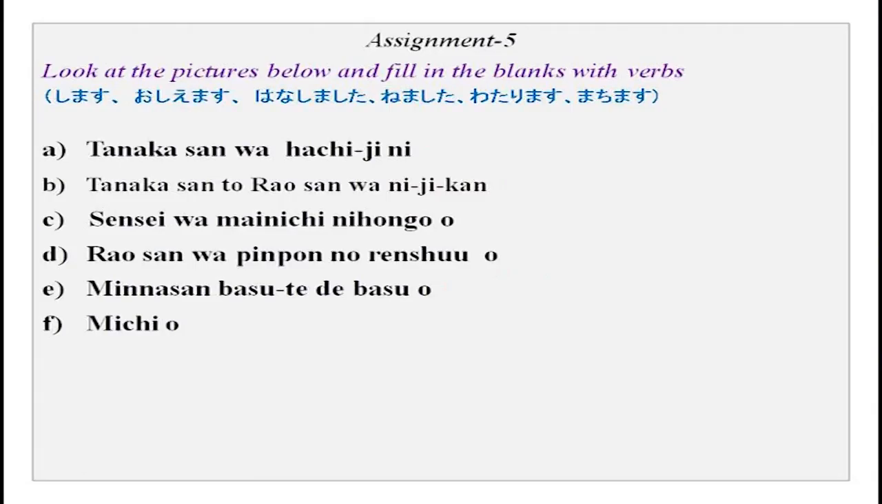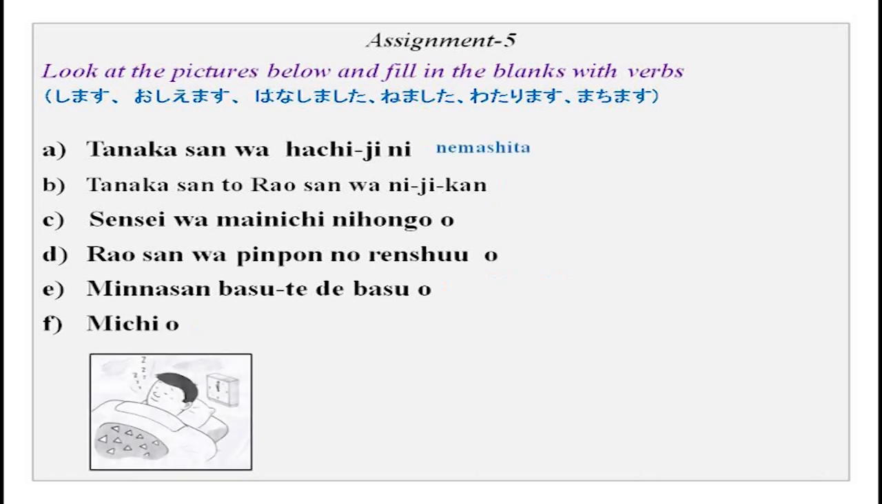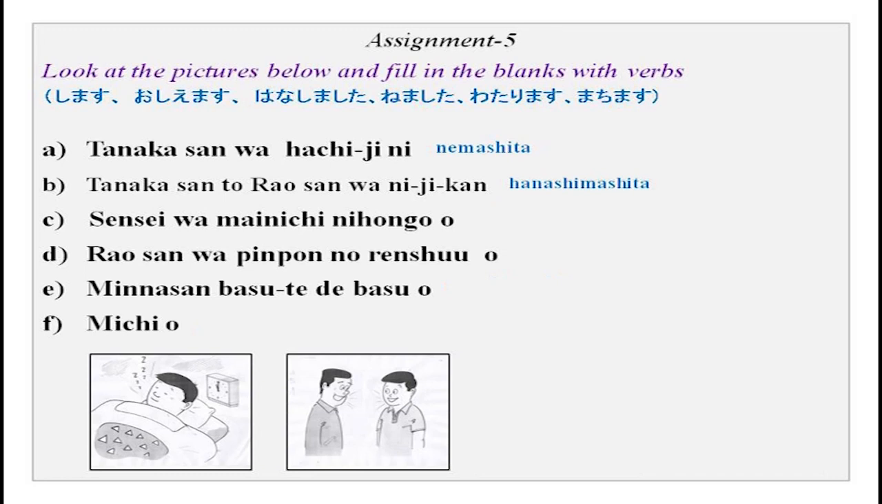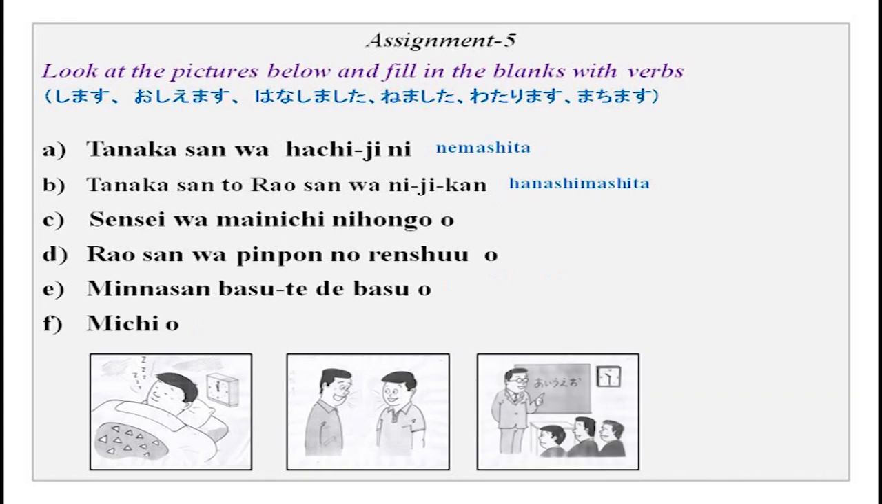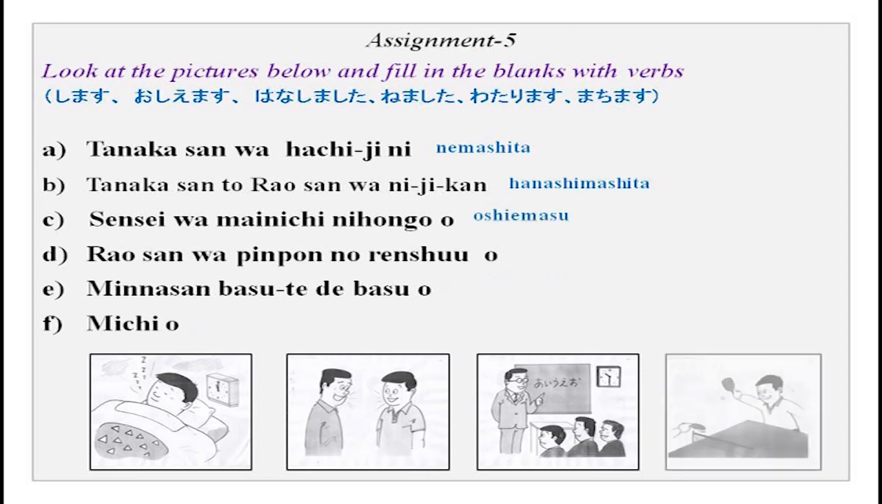Well, look at the pictures below and fill in the blanks with verbs. Tanaka-san wa 8 ji ni nemashita. He is fast asleep. Then, Tanaka-san to Rao-san wa 2 jikan hanashimashita. They talked for 2 hours. Then, they are in a class over here. Sensei wa mainichi nihongo wo oshiemasu. Rao-san wa pinpon no renshu wo shimasu.